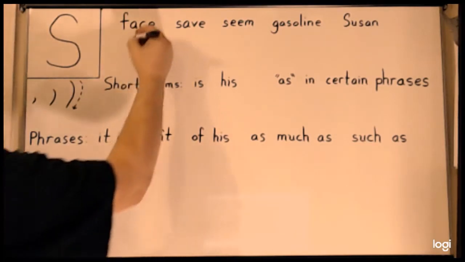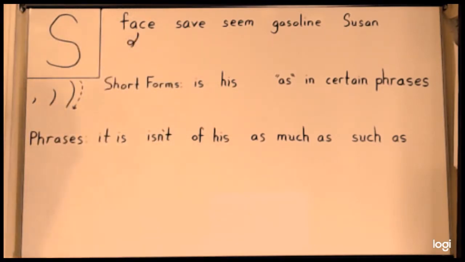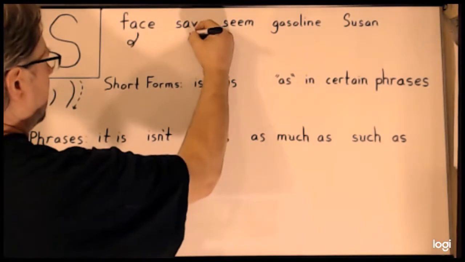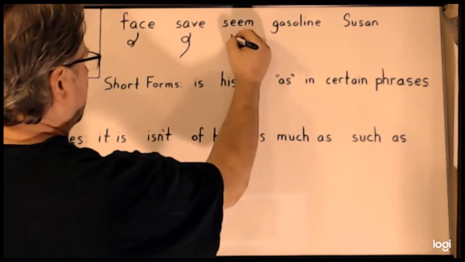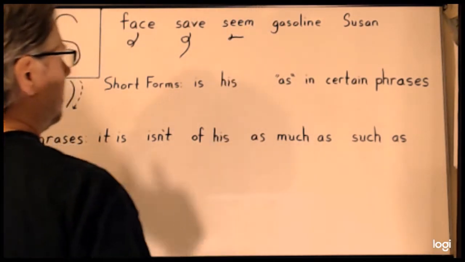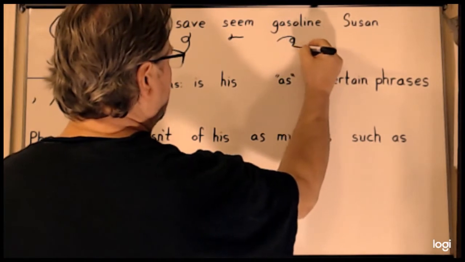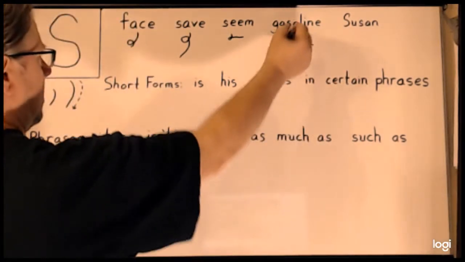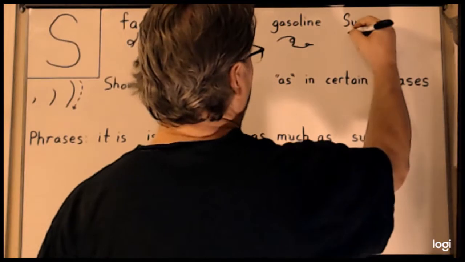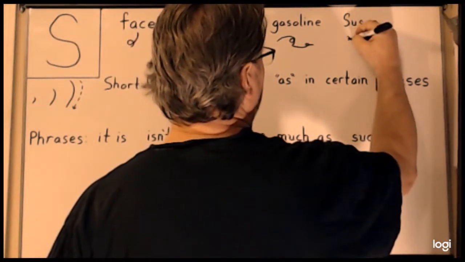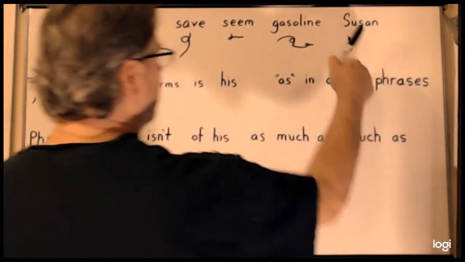The word face, write F, A, S phonetically. For save, S, A, V. And the word seam, S, E, M. Gasoline, G, A, S, L, I-N. The O vowel here is understood and omitted. For the name Susan, we'll have S-U-S-N, and then two italics below it to show that it is capitalized.